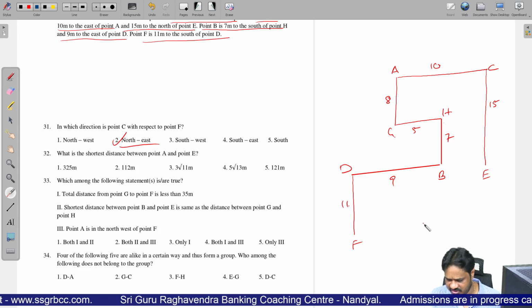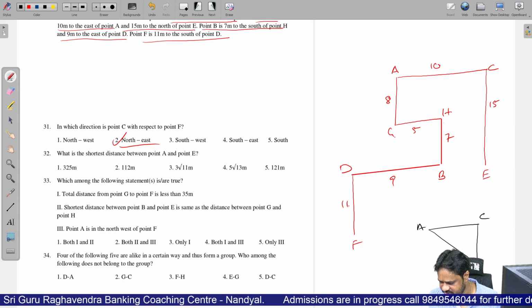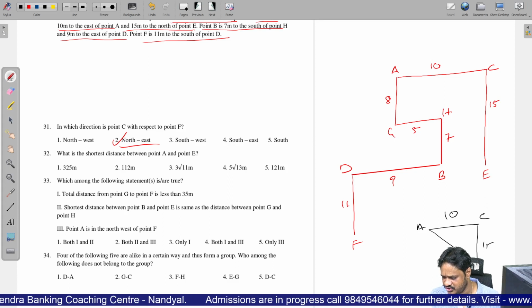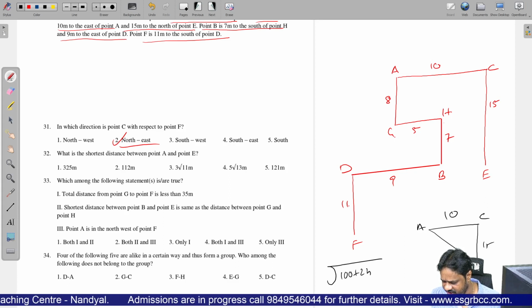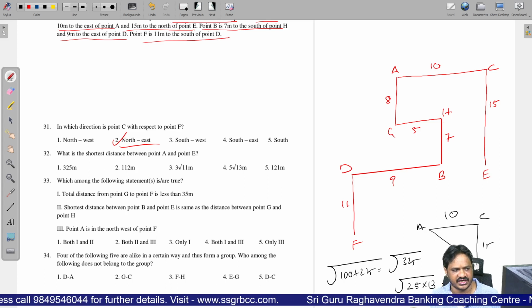I am drawing just one small diagram. A, C, this is 10 meters, this is 15. So root of 10 squared plus 15 squared, that means root of 100 plus 225, 325. 325 can be written as 25 into 13. That is nothing but 5 root 13. So the correct answer is 5 root 13.